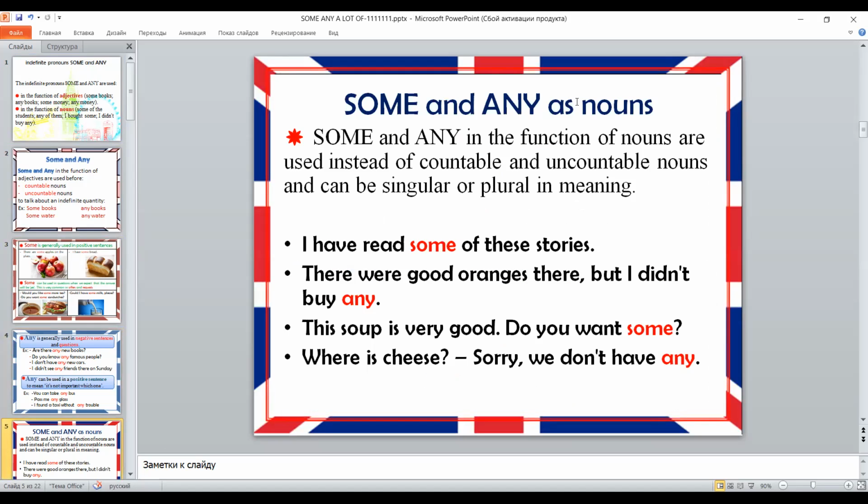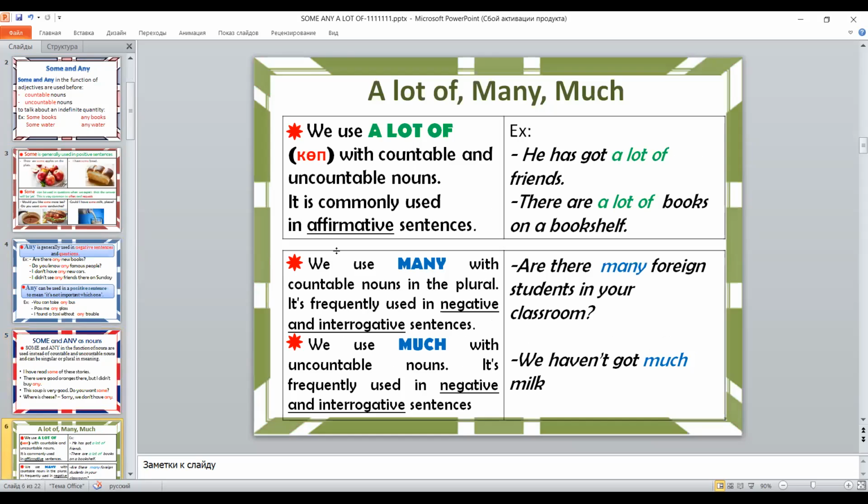Some and any as a noun. Some and any in the function of nouns are used instead of countable and uncountable nouns, and can be singular or plural in meaning. For example, I have read some of these stories. There were good oranges there, but I didn't buy any. This soup is very good. Do you want some? Where is cheese? Sorry, we don't have any.